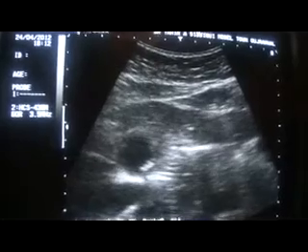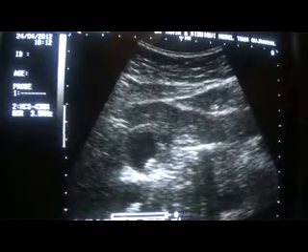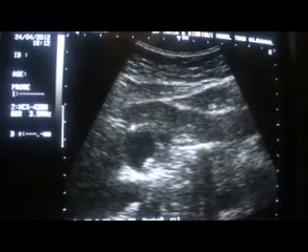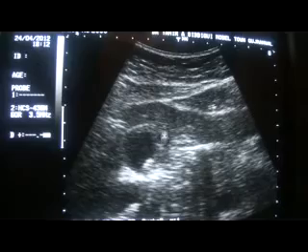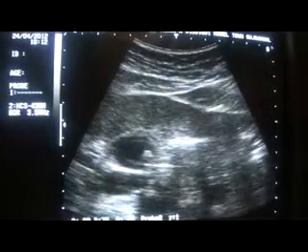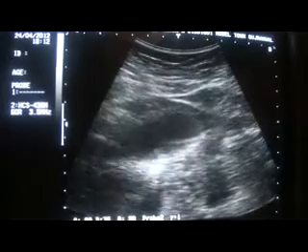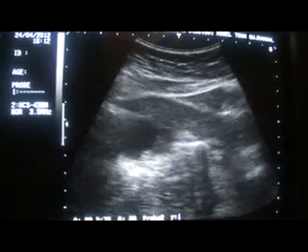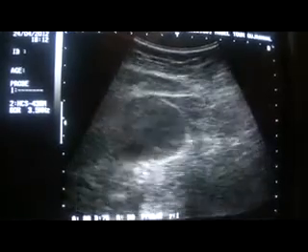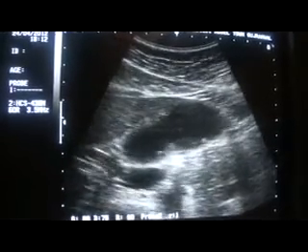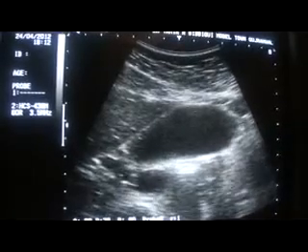Let's magnify for you and then see what we get by magnification. Now here what you are seeing is again that same calculus giving posterior shadow. Now this is the echogenic area, which is the calculus, and this is the comet tail artifact. This is the cholesterol calculus.